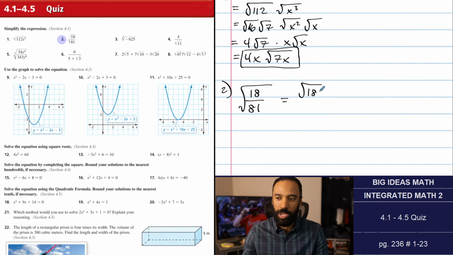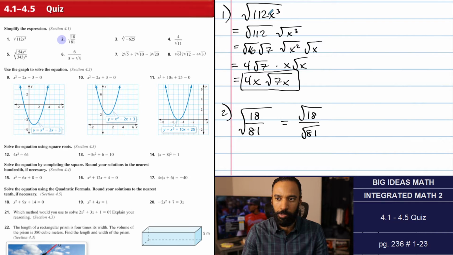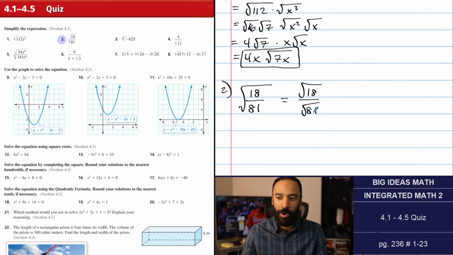You can treat these as two separate square roots, just like I did with the product on problem number 1. Notice that I separated this product into two separate parts. Separating a fraction into two separate things is okay as well. And 81 is a perfect square. Why not just work with it while we have it?